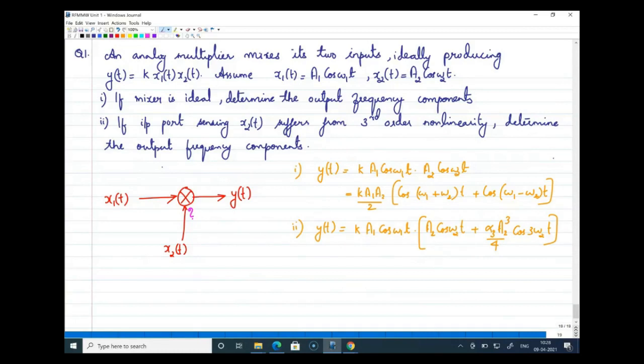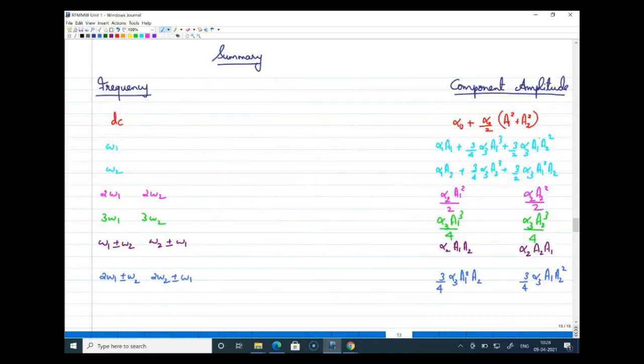Sorry to interrupt, sir, I have a doubt. If it's cos cube theta, we'll be having cos 3 omega and cos omega 2 components, no, sir? Cos 3 omega and cos omega 2, plus 3 by 4 cos omega 2t, sir.